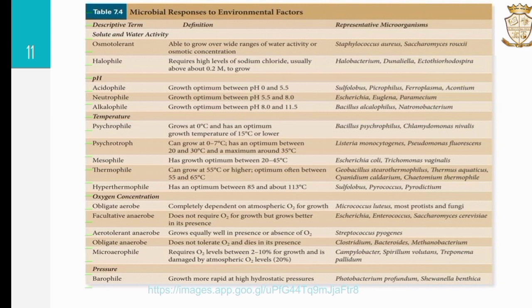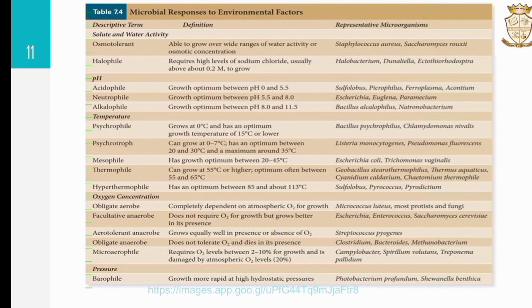The first one is halophiles. The microbes adapted to extreme hypertonic environments are halophiles, and they grow optimally in the presence of NaCl or other salt at a concentration above 0.2 molar. Example is Halobacterium. And the second one is osmotolerant. They will grow over a wide range of water activity or osmotic concentration. Example is Staphylococcus aureus.